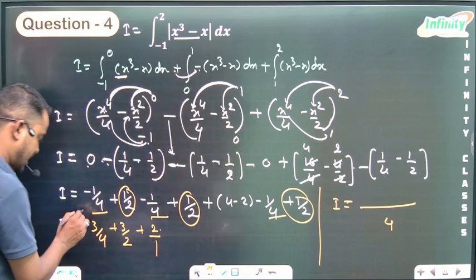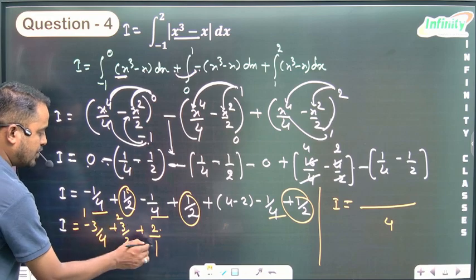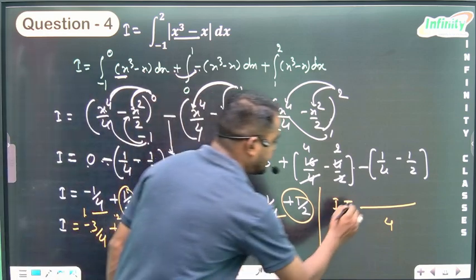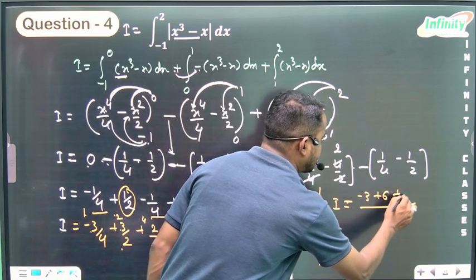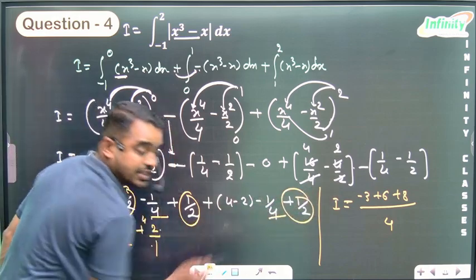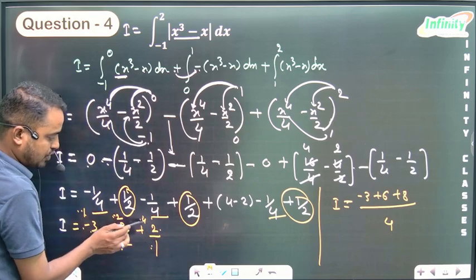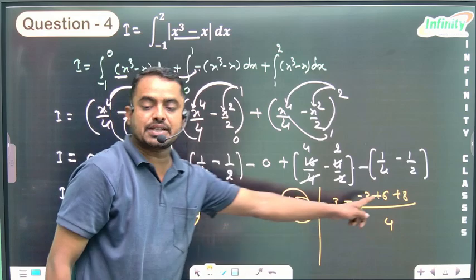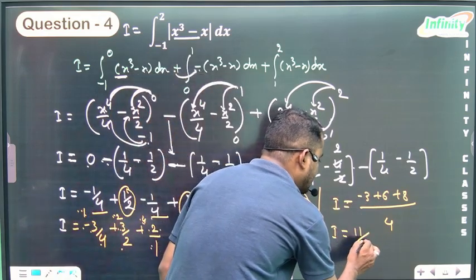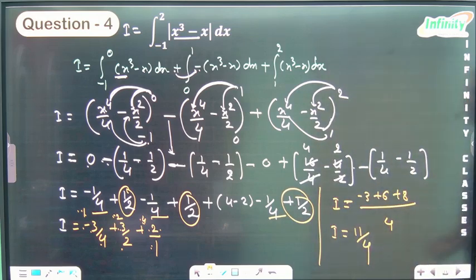Now 4 1s are 4, 2 2s are 4, 1 4s are 4. Now minus 3 plus 6 plus 8. See here, 4 1s are 4, 1 into minus 3 is minus 3, then 2 3s are 6 here. Now 4 2s are 8. 8 plus 6 is 14. 14 minus 3 is 11. That is I is equal to 11 by 4. So these are very important and very easy problems.